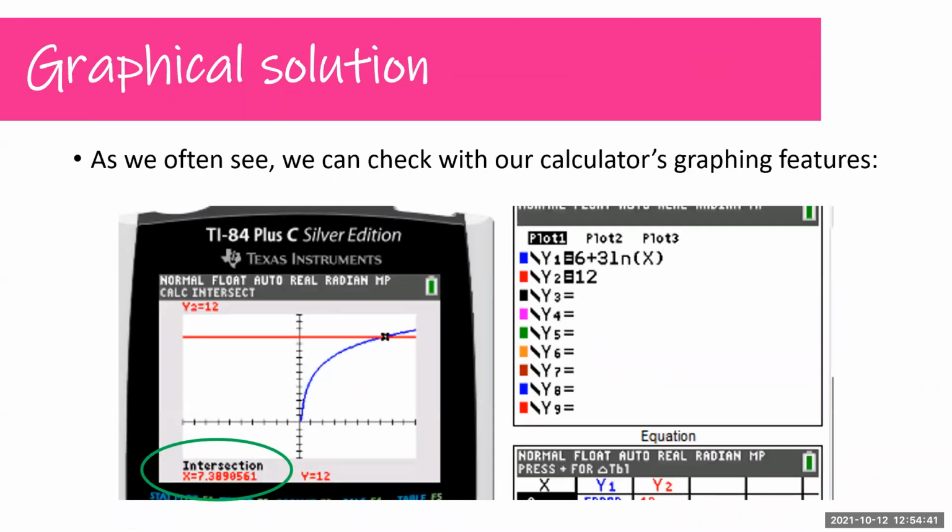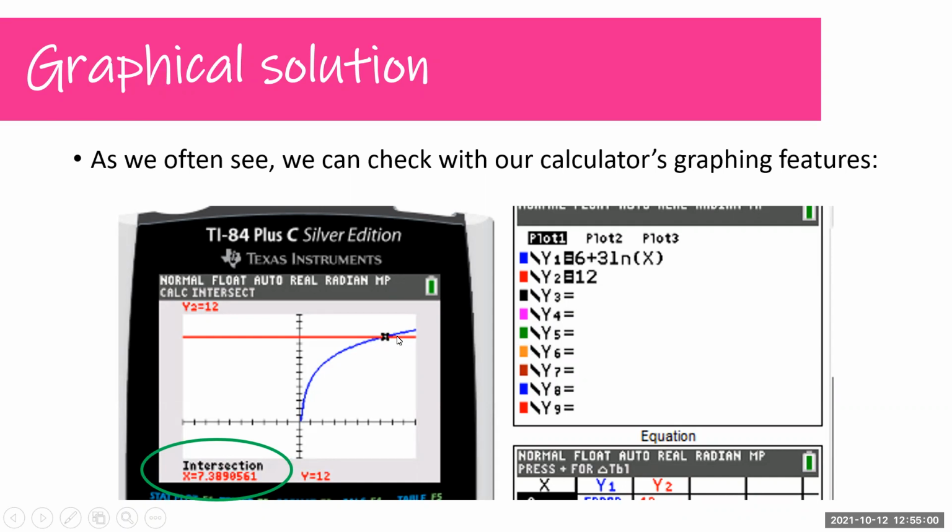Just like before, we can actually check this in our calculator also. Put the left side in one y, the right side in another y. You don't even have to simplify these. You can just put them in as they are. Minimizes your chances for a mistake too. And then use that calc intersect once they're both graphed.